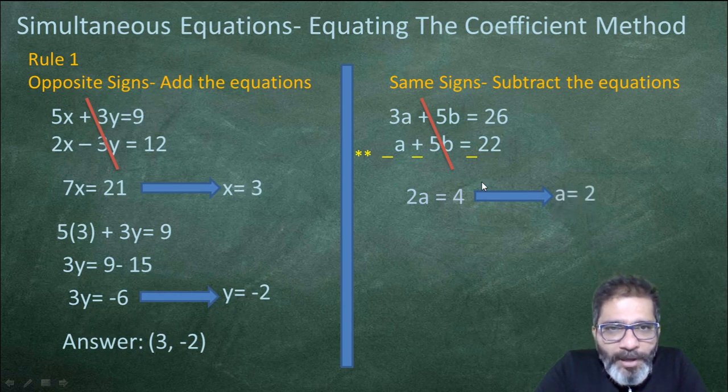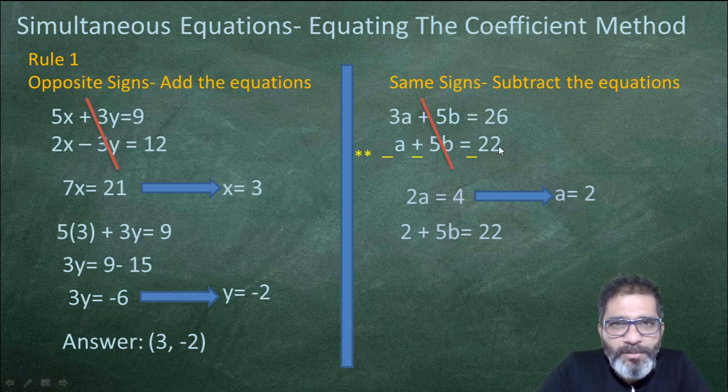Okay, now we got the value of a is 2. So what I'll do, I'll take any one of the equations and substitute the value of a over there. I'm taking the second equation, you can go with the first one also. Why am I taking the second equation? Because the coefficients and the numbers are small, but nothing else.